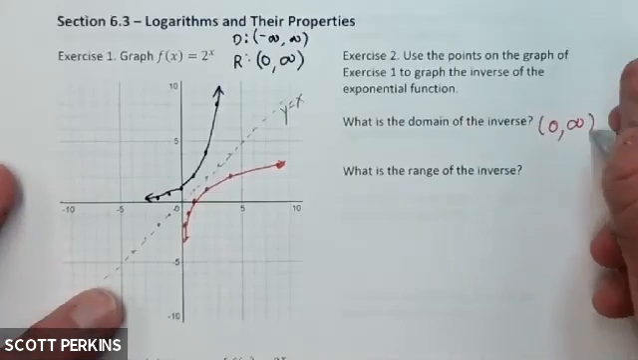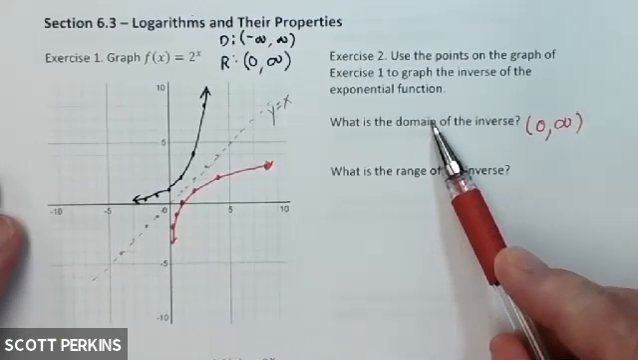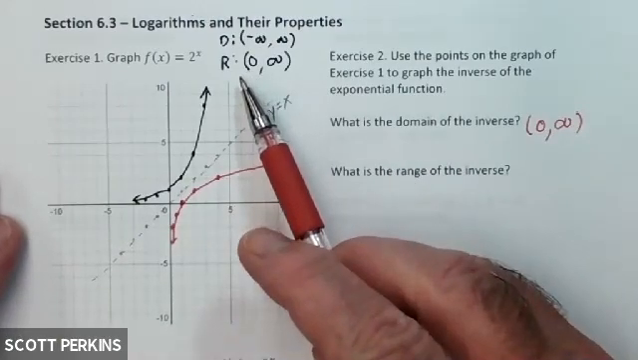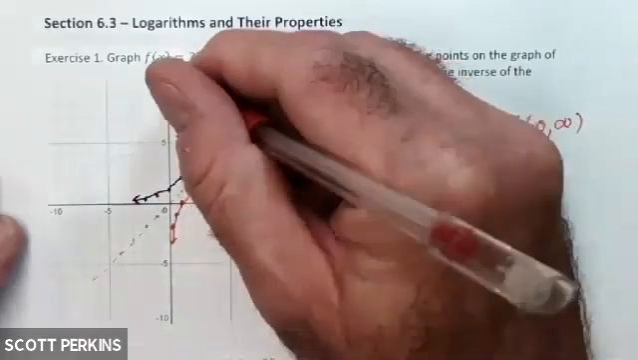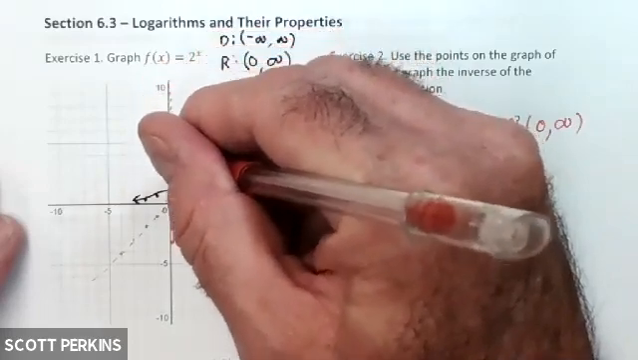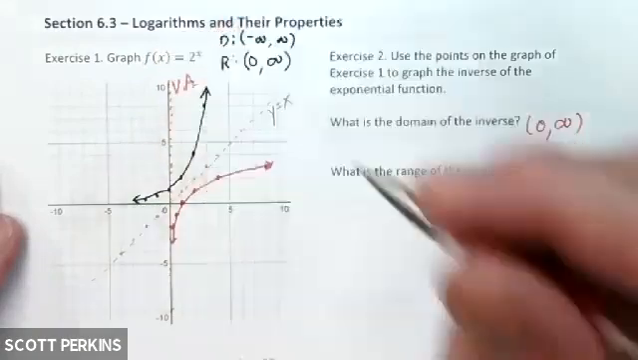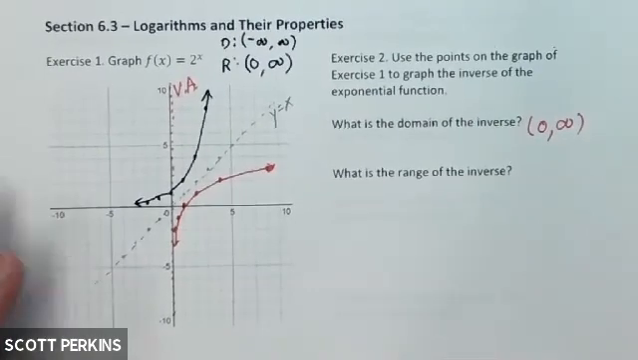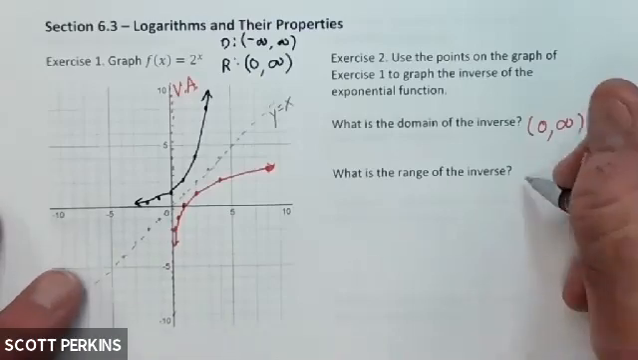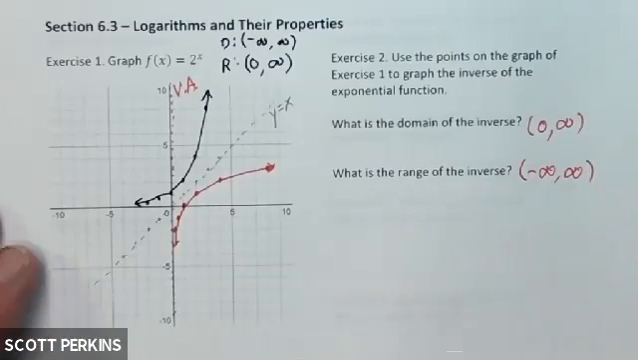Perfect, 0 to infinity. I heard several of you say it, because the domain, the x values, becomes the y values of the original function. What that tells me is that the x value 0 becomes an asymptote. So this is, I'm a terrible drawer, but this is a vertical asymptote of this graph, the inverse. What's the range of the inverse? Yeah, the y values you can see from our red graph go down to negative infinity, and then very slowly they will go up to positive infinity.